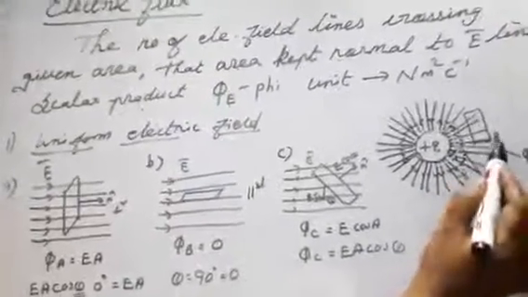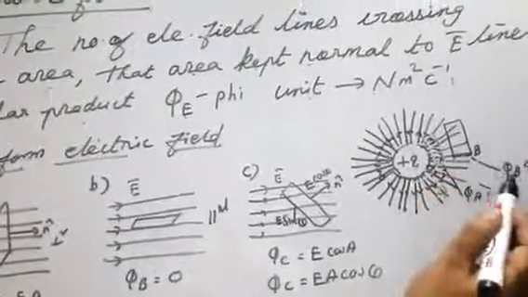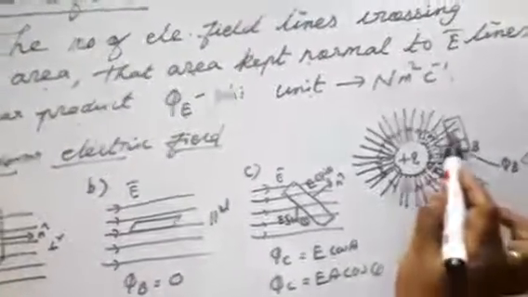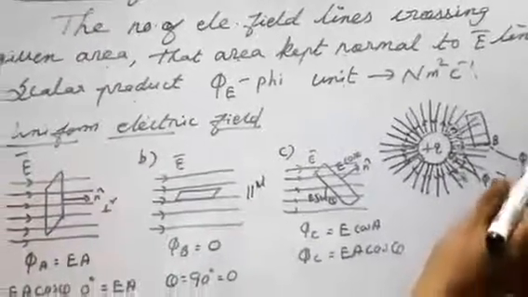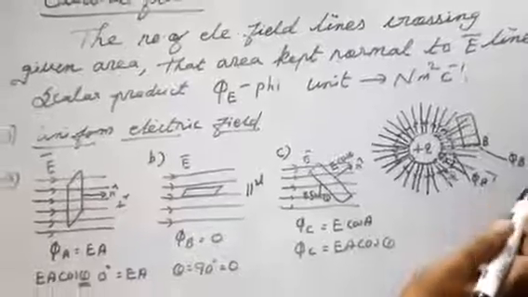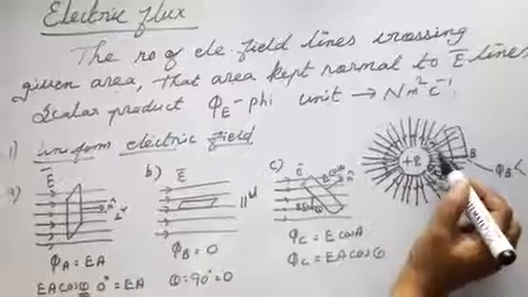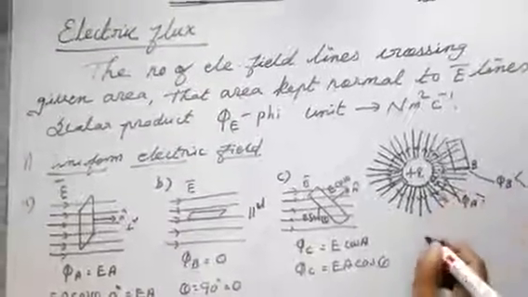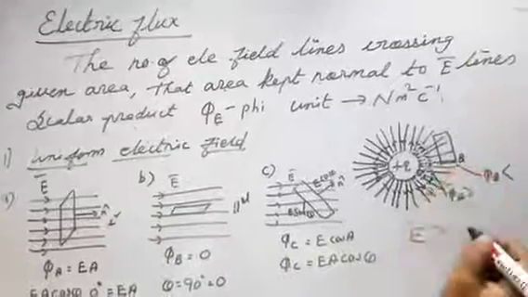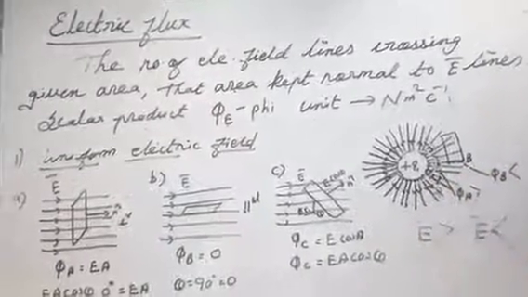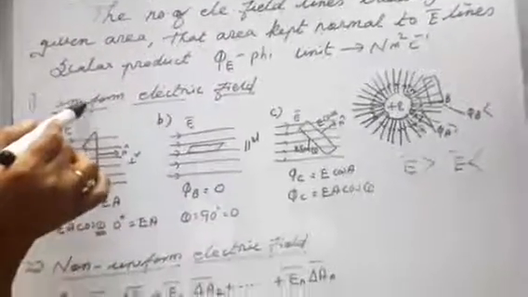At a distance, surface B has fewer electric field lines, therefore the electric flux is minimum. Already we know that a surface nearer to the charge has a stronger electric field, and a surface at a distance has a lesser value of electric field. Next we will discuss electric flux for a uniform electric field.